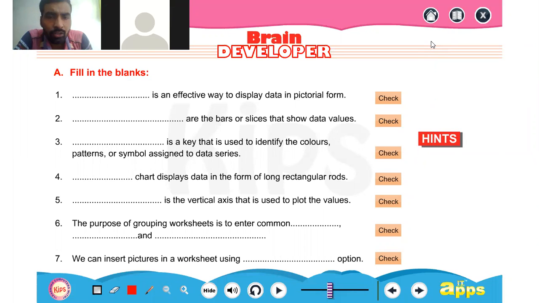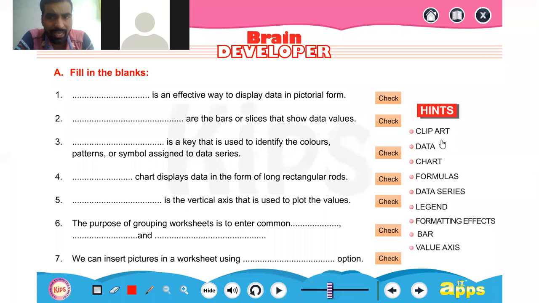Okay, children. So today let us discuss the exercise of chapter 5. First exercise is fill in the blank. We can take the help of hints also. So let us now start.